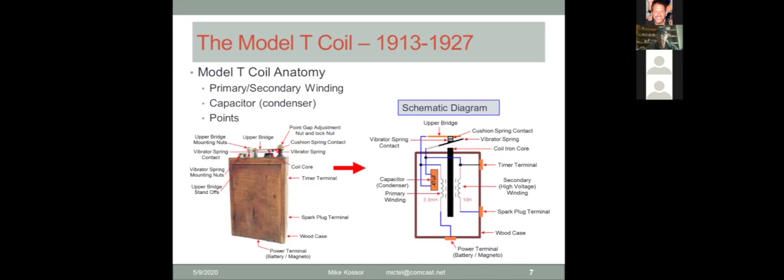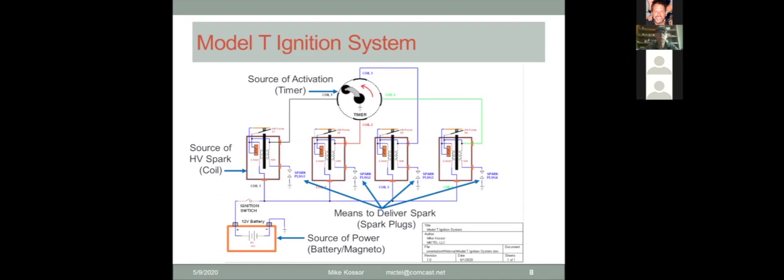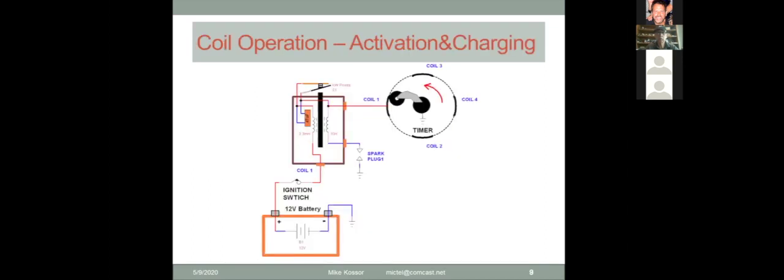So let's get in with a brief introduction of it. Here is the depiction of the Model T ignition system. We have a source of power, which is the battery or the magneto. We need a source of activation, which of course is the timer, which is synchronized with the piston position. Its purpose is to deliver spark, which is going to be provided by the coils. And that spark's going to get delivered to the spark plugs at the right time. When it occurs, we have combustion and the engine runs, and we're having a good time with touring. So let's get into the details of one coil and how one coil operates.